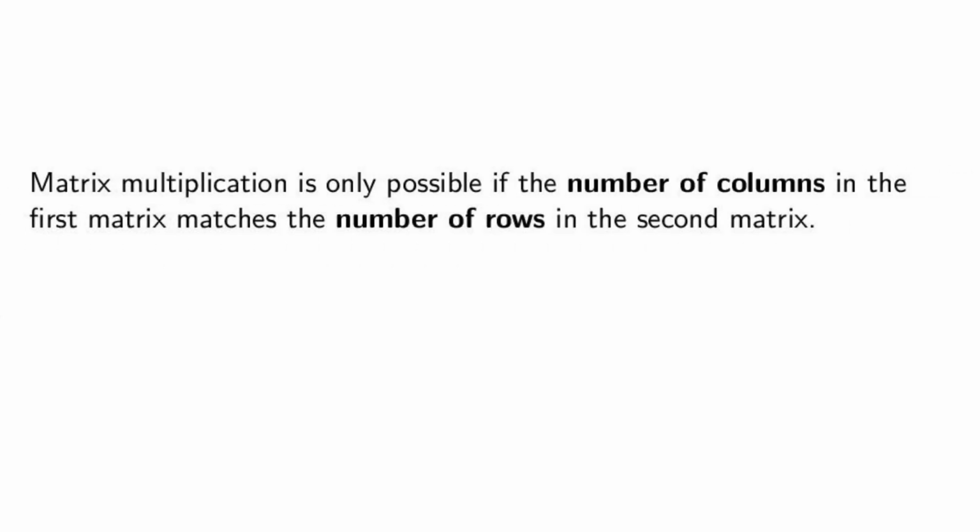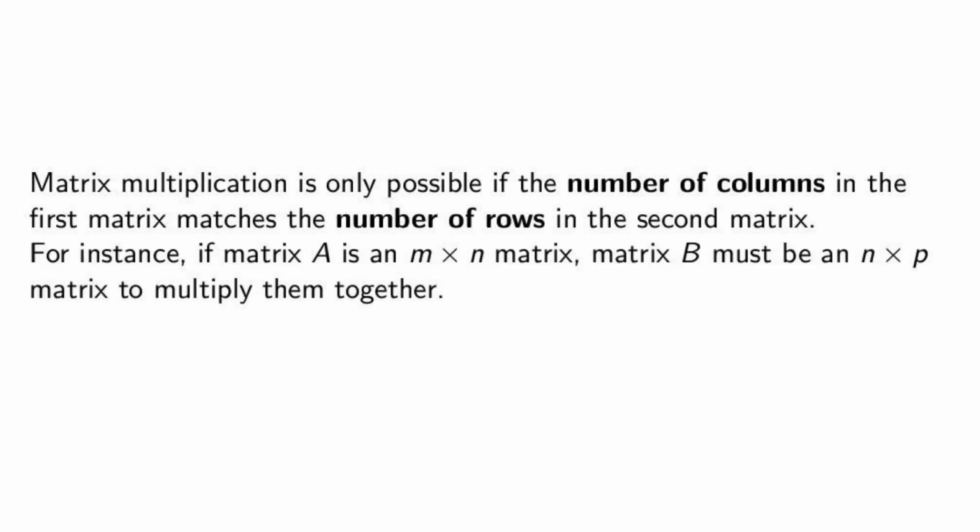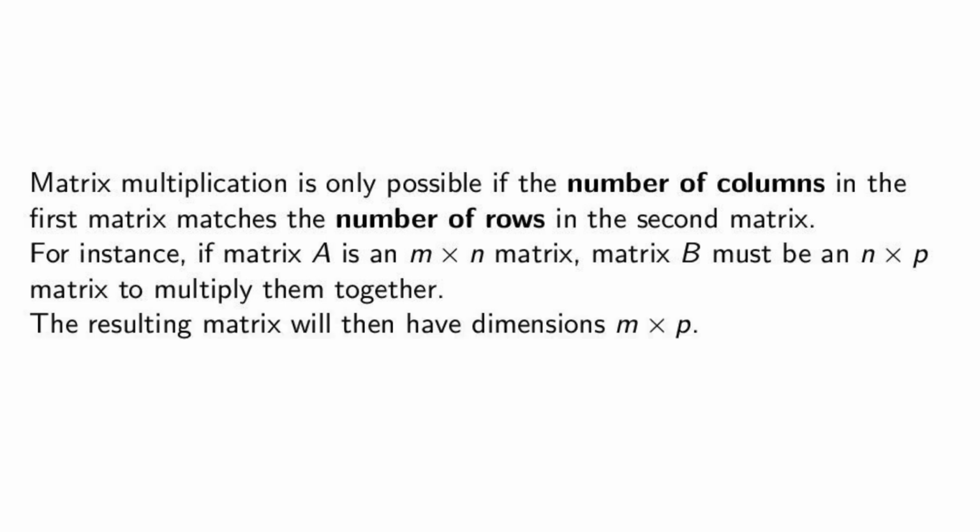Matrix multiplication can only happen if the number of columns in the first matrix matches the number of rows in the second. If matrix A is an M by N matrix, matrix B must be an N by P matrix to multiply them together. The resulting matrix will have dimensions M by P.